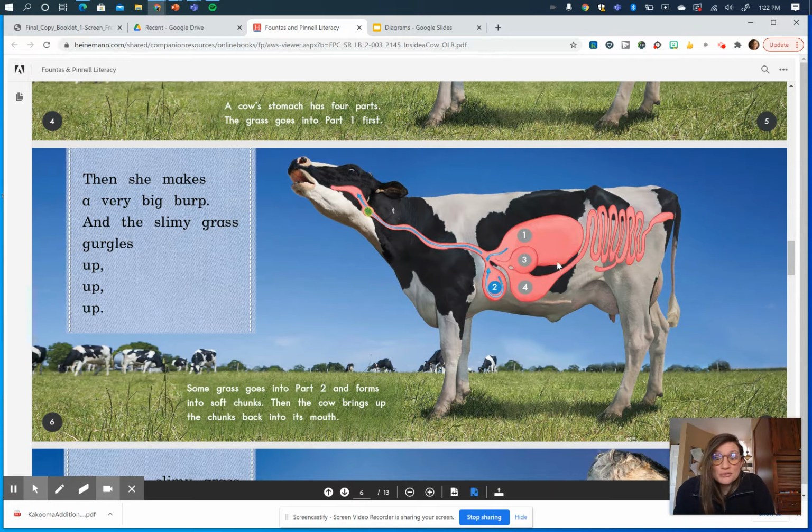This is true. So now on this diagram, it's so nice and easy to see what happens with that grass. It goes from 1 to 2, and then some of it goes back up. You can even see the arrow. It helps you to know which direction that grass goes.